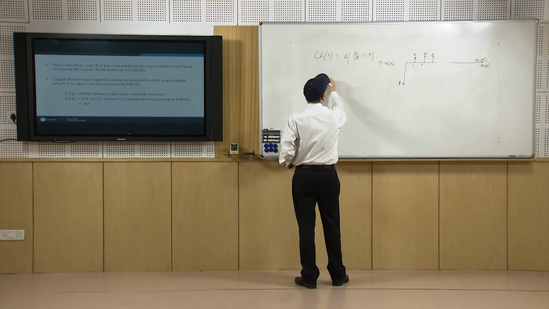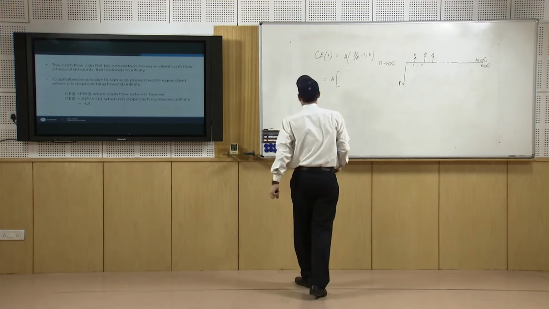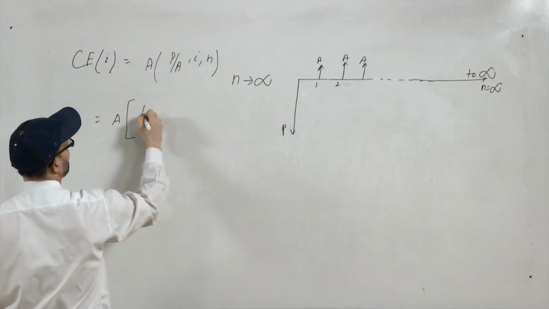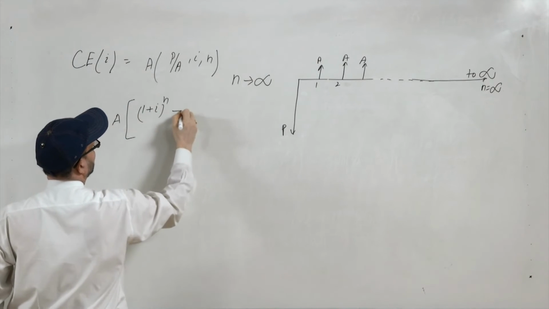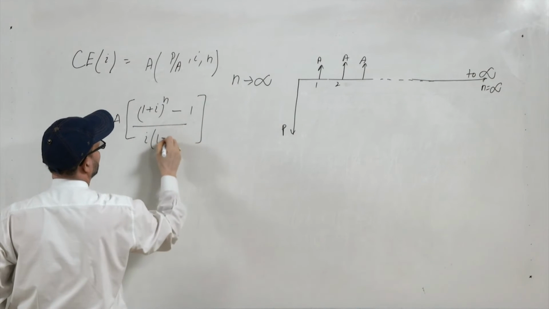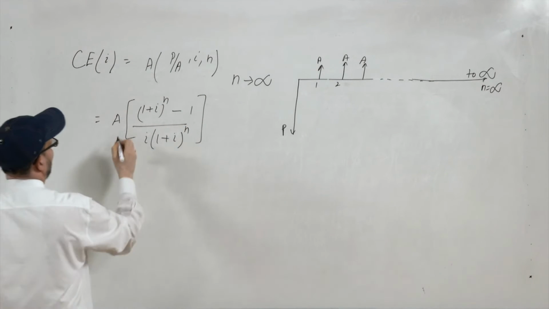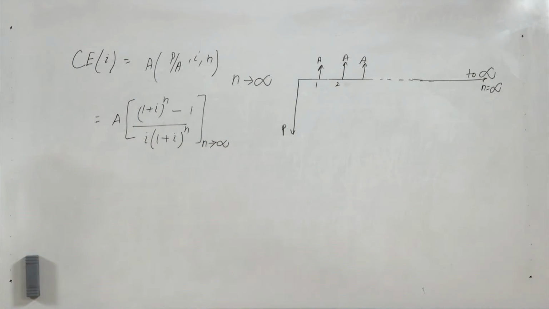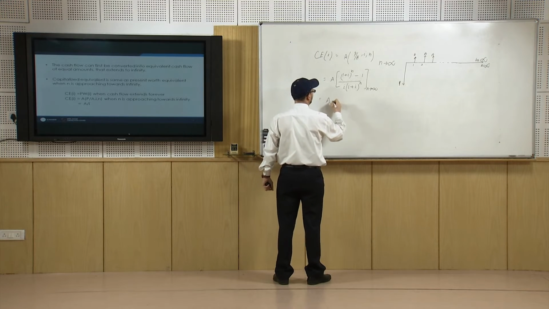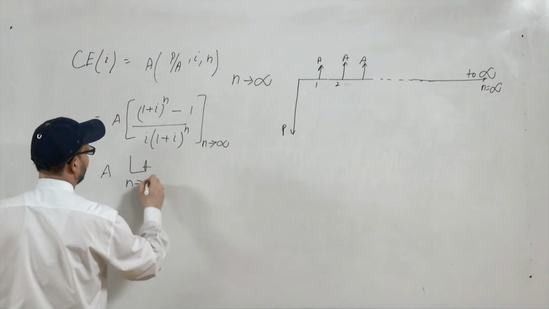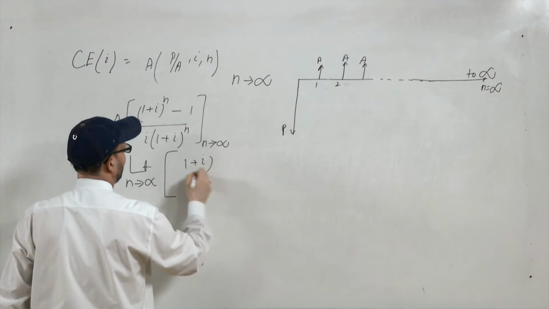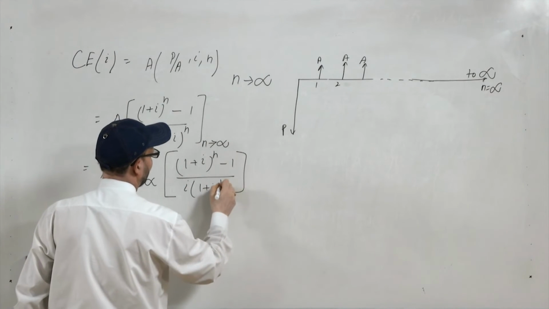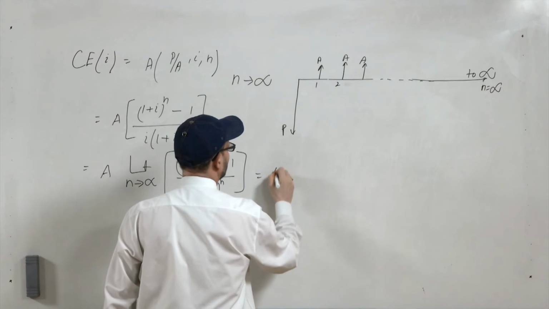So, you can write A into, as we know, P by A i n. This is the case when n is approaching infinity. So, we can write A times limit n tends to infinity (1 plus i) to the power n minus 1 upon i into (1 plus i) to the power n.